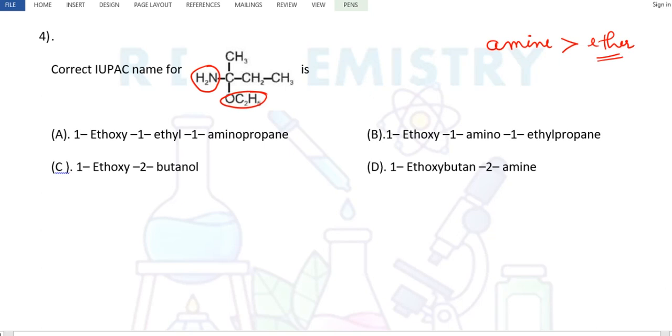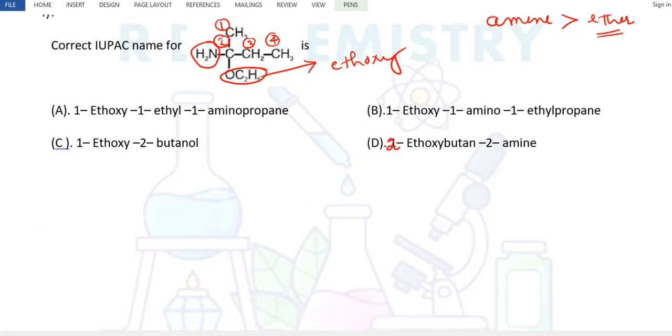So I can take the longest chain with the 4 carbon atom, number from this side 1, so that the carbon carrying the functional group has the lower number, 2, 3 and 4. Therefore this should be called as the alkoxy. How many carbon atoms are in oxygen there? There are 2. It should be called as the ethoxy. Right? Clear? Now the longest chain has got amine on the carbon atom, so it is a butanamine. Only one option available. So therefore ethoxy is there on the second carbon atom, so it is 2-ethoxy butanamine.